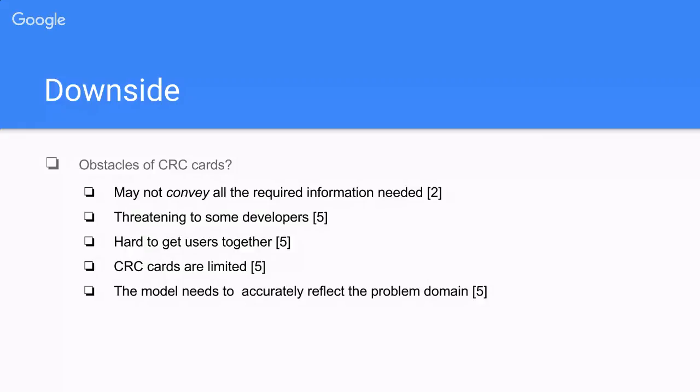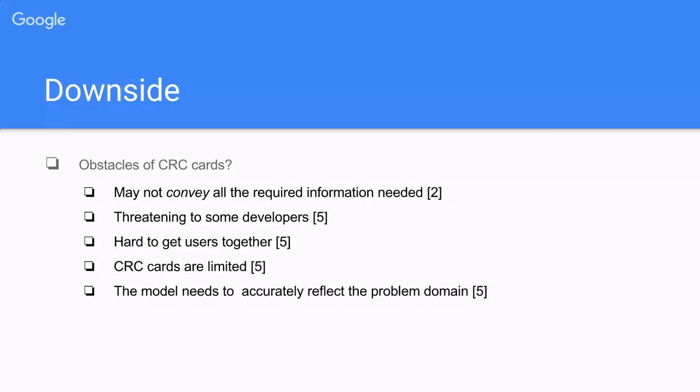And of course, because it's physical cards, it's sometimes hard to get users together. So they're in your building, or you have to go somewhere, or you have to call some people to come to you. You have to have people participate in the program in order to understand, in order to make it work properly. CRC cards are limited. We can use other things such as use cases or prototypes to help us understand this a little bit better. And of course, the models need to accurately reflect the problem domain. If they don't, then our project is in serious jeopardy.